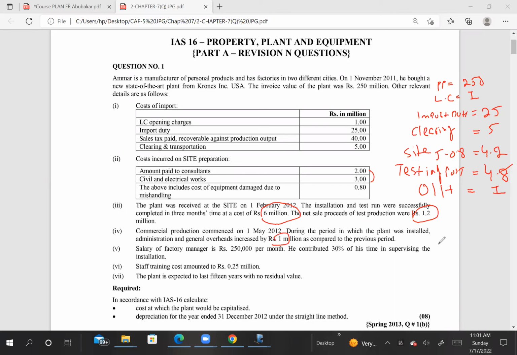And the manager salary. Manager salary is 0.25 million per month, multiplied by 3 and by 30%, because he spent 30% of his time on site. So 0.25 into 3 into 0.3, 0.225 million. 0.225 million will be capitalized.